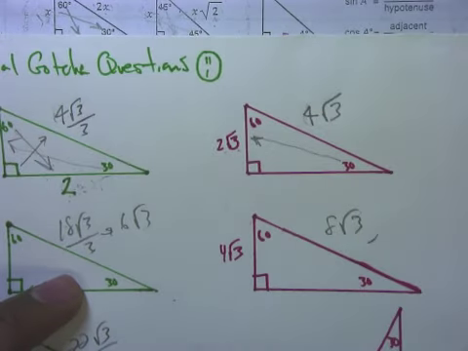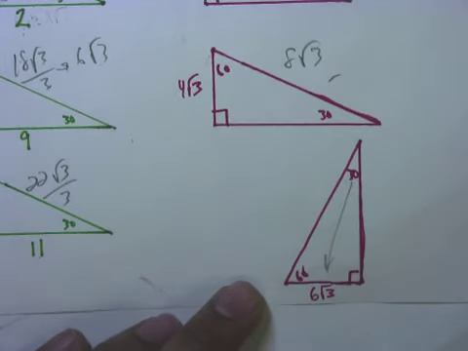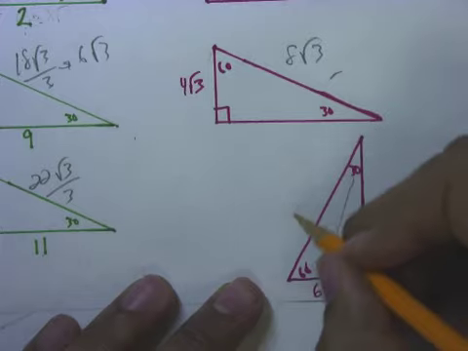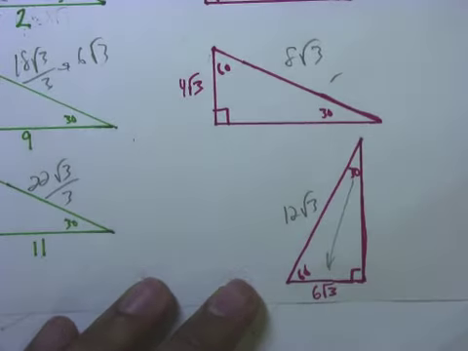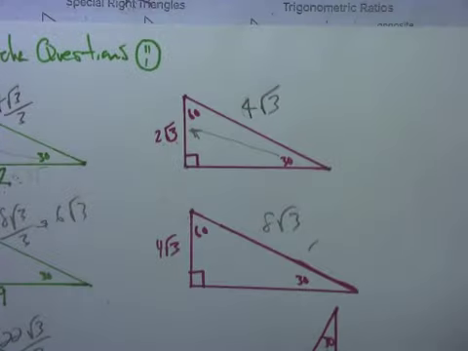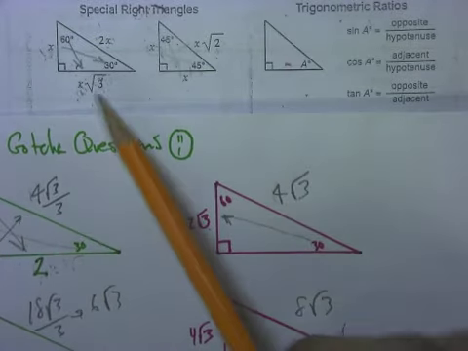If here I have a little leg of 4 times the square root of 3, I know the hypotenuse is going to be twice as big, so it's going to be 8 times the square root of 3. Here I have another example where my little leg is 6 times the square root of 3. That means my hypotenuse is going to be 12 times the square root of 3. And you're saying, Mr. C, why are you avoiding the long leg? I'm not avoiding it. I'm just taking care of the easiest one first, the hypotenuse.